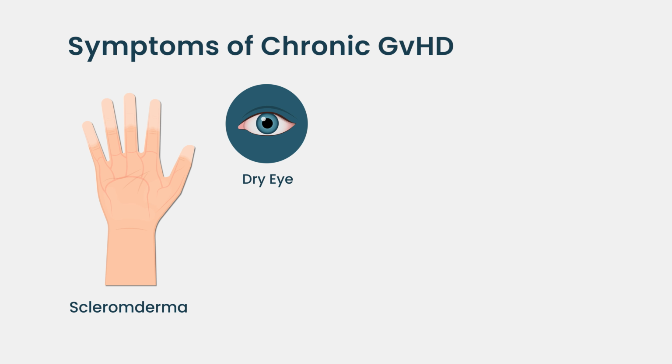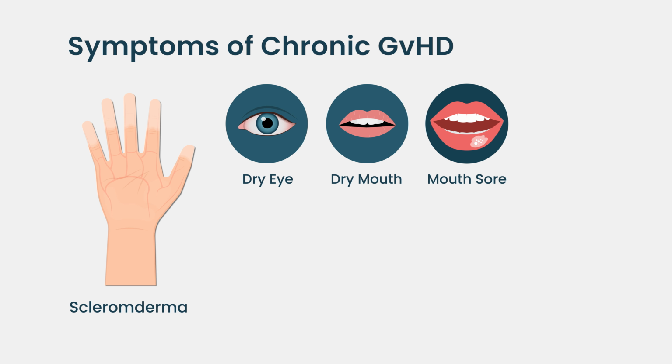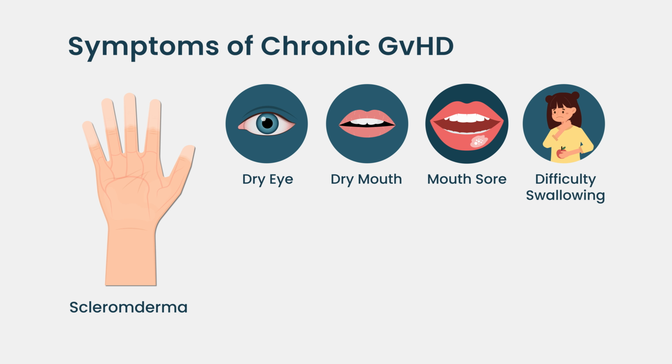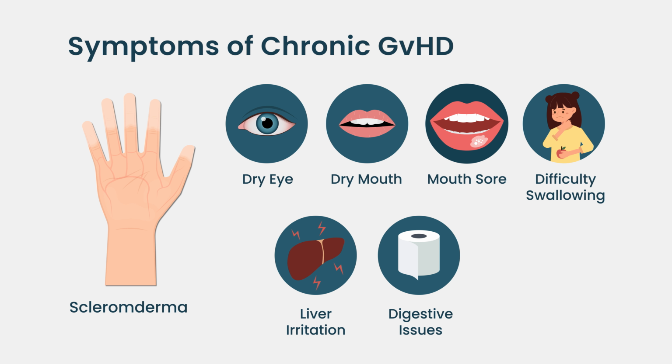It can cause dry eyes, dry mouth, and sores in the mouth. It can cause food to get stuck when we're swallowing because of tightening of the esophagus. It can cause irritation to the liver or the intestinal tract and also cause diarrhea or constipation or bloating and gas. It can cause limitations in mobility even if the skin looks normal because of tightening of the joints, because of the immune system attacking the joints.